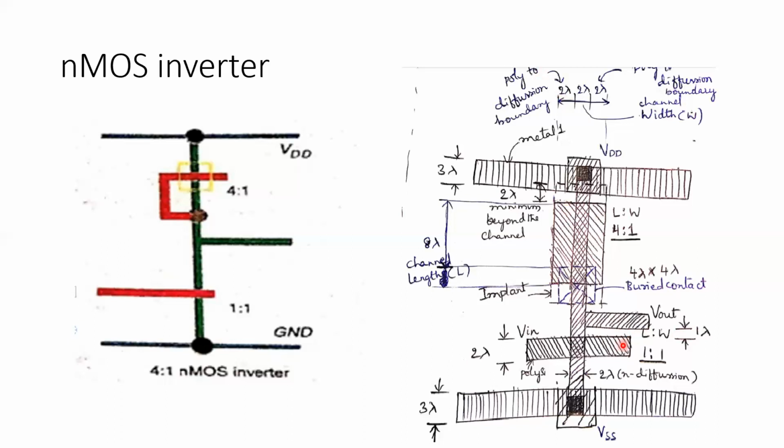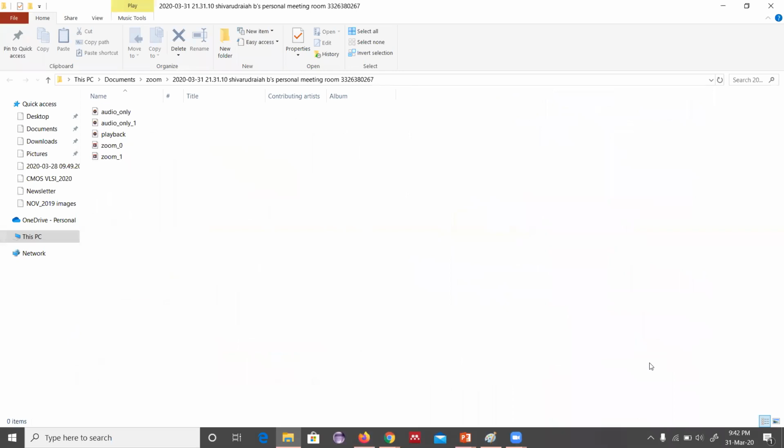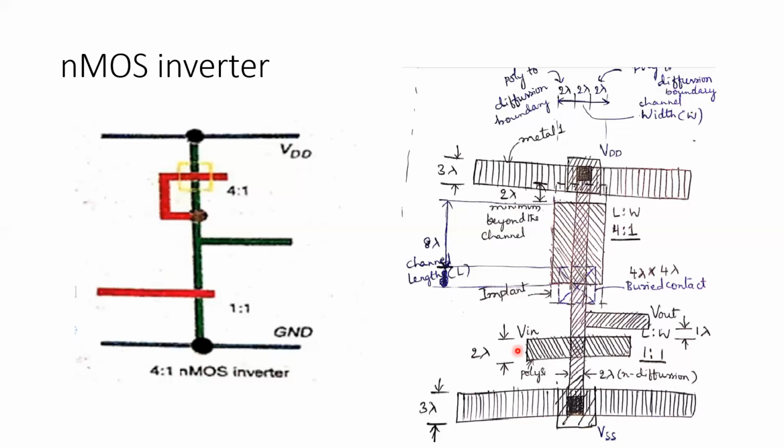This is the separation between the layer of the polysilicon and the layer of N diffusion, which should be of 1 lambda. And this enhancement transistor width to length ratio is 1 is to 1. So you can have a transistor channel of length and width of 2 lambda cross 2 lambda. So this is how we can construct the layout for a NMOS inverter.